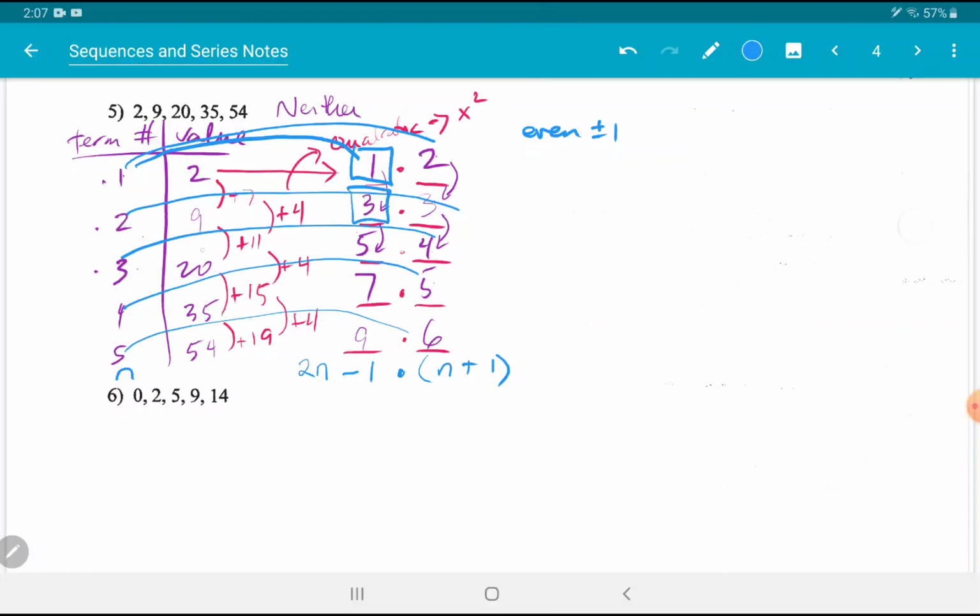2 times 3 is 6. Minus 1, yep, that's 5. Okay, so it looks like this is going to be our pattern here: 2n minus 1 times n plus 1. Remember, it's all just a guessing game. Just guess and check, trial and error. If it doesn't work, try another pattern out. But here it looks like we were able to get our sequence. So that's pretty nice.